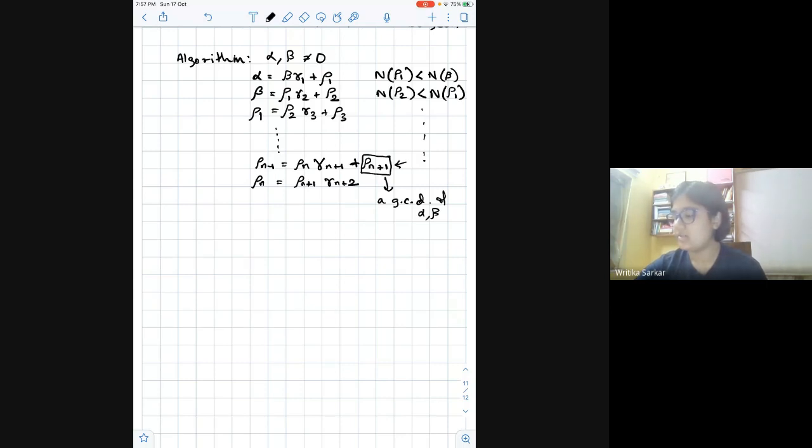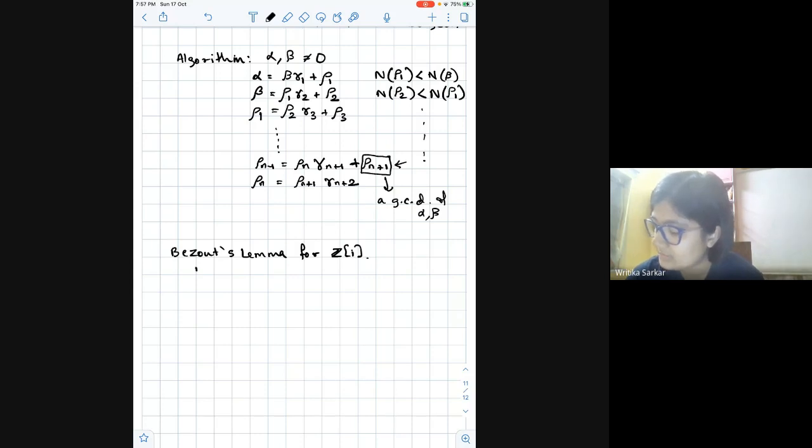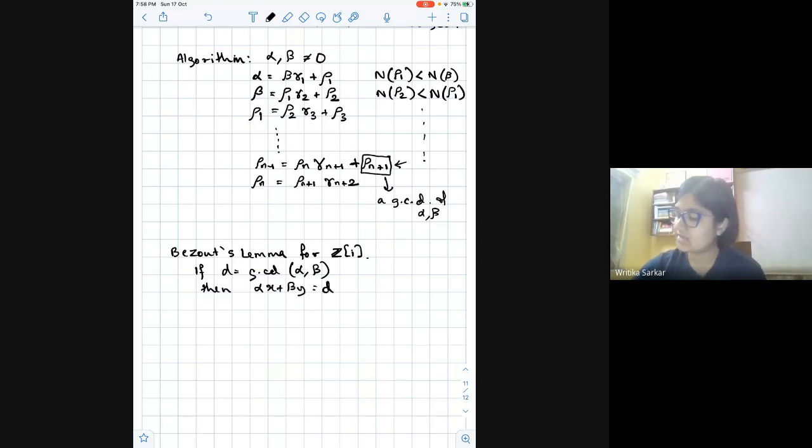From this you again directly get the analog of Bezout's lemma for the Gaussian integers: if d is a greatest common divisor of alpha and beta, then the equation alpha x plus beta y equals d has a solution.